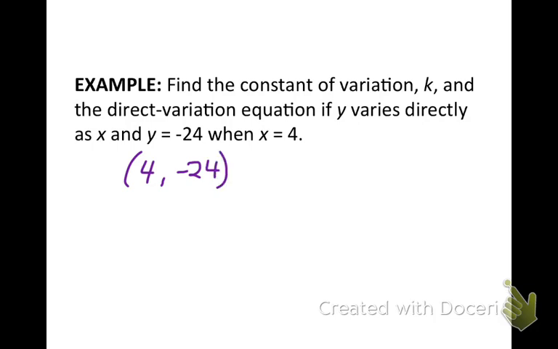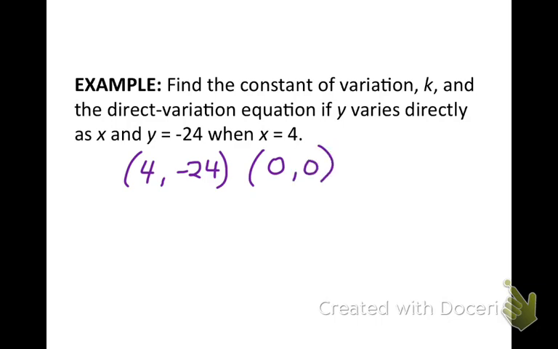Can someone give me a second point? Because remember, to write an equation of a line, we need the slope first and foremost. What's another point that would be on a direct variation graph? 0, 0, right? Because we said the y-intercept is 0. It needs to cross through the origin. So you're always going to have 0, 0.